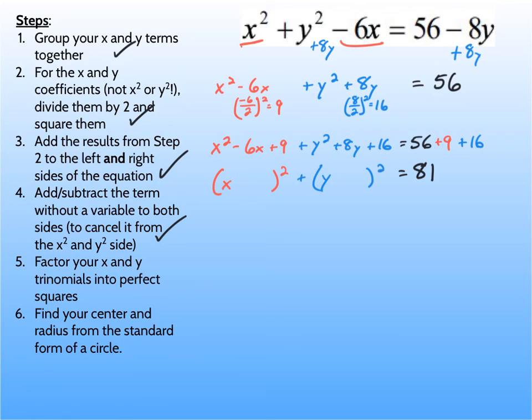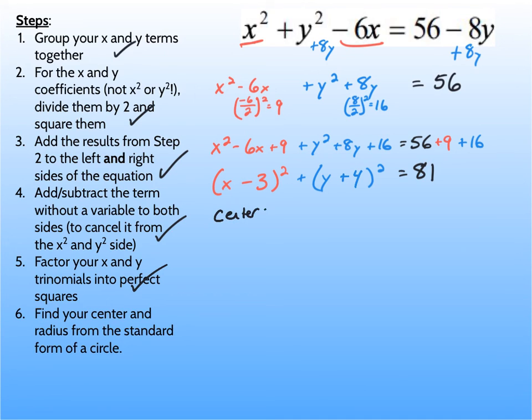So negative 6x divided by 2 gives you x minus 3. So we're going to take the negative 6 divided by 2. And then we're going to look at the middle term here, this plus 8, and we're going to divide that by 2. We have y plus 4. So now we're ready to go. Now we just have to read off the center and the radius.